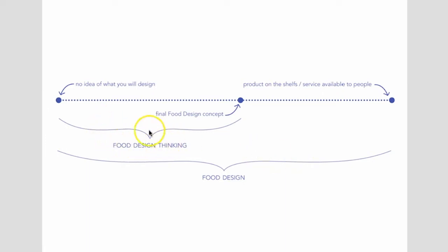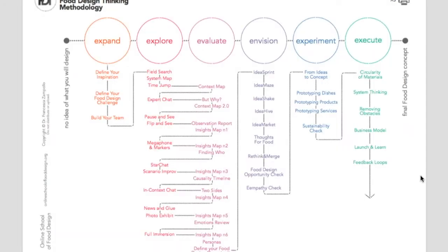Food design thinking, on the other hand, is a portion of food design. It's a portion of the food design process, the one that goes from having no idea what you're going to design to having a final food design concept. And then here we move on with the rest of the food design process, developing the project itself, developing the product or the service or whatever the concept is. And now we zoom in on the food design thinking process a little bit more.